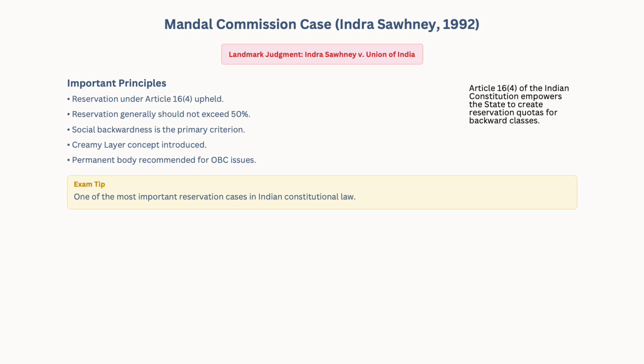Article 16.4 says that yes, reservation is right, and 27% reservation for OBC is right. So these are Article 16.4, which talks about reservation quotas. It was upheld and finalized in the 1992 Indra Sawhney case.